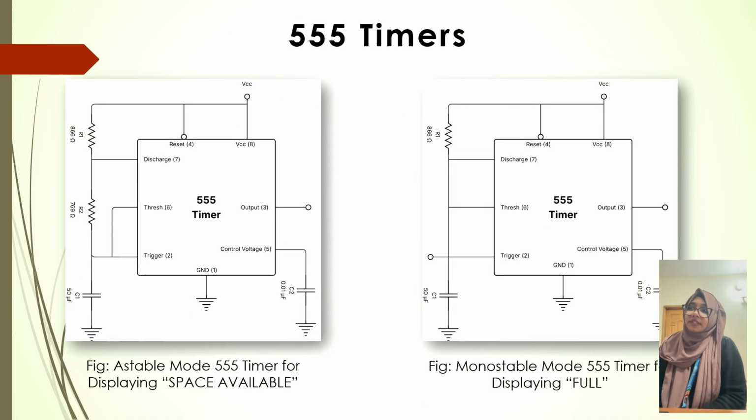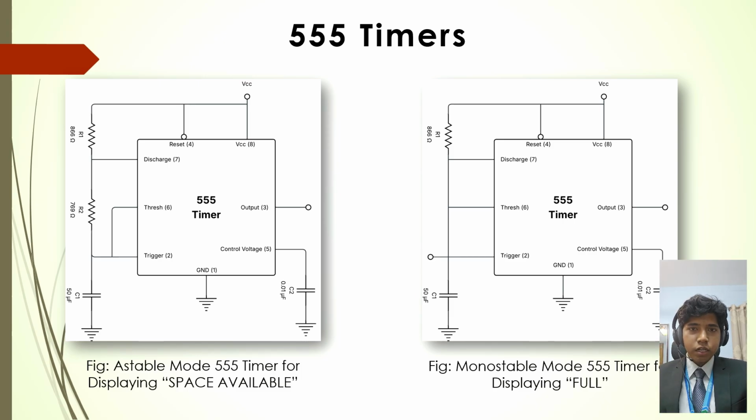In slide 15, 555 timers manage the visual output. We have configured these in two different modes. Timer 2 operates in astable mode to keep the space available display active under normal conditions. However, when the comparator signals that the garage is full, timer 1, operating in monostable mode, triggers the full display. This dual timer setup ensures the driver gets an immediate and clear signal at the entrance.